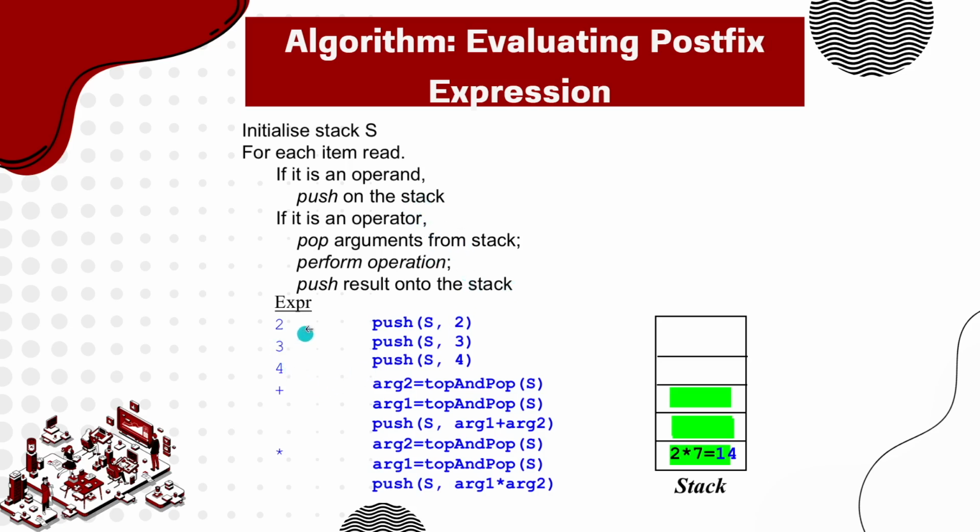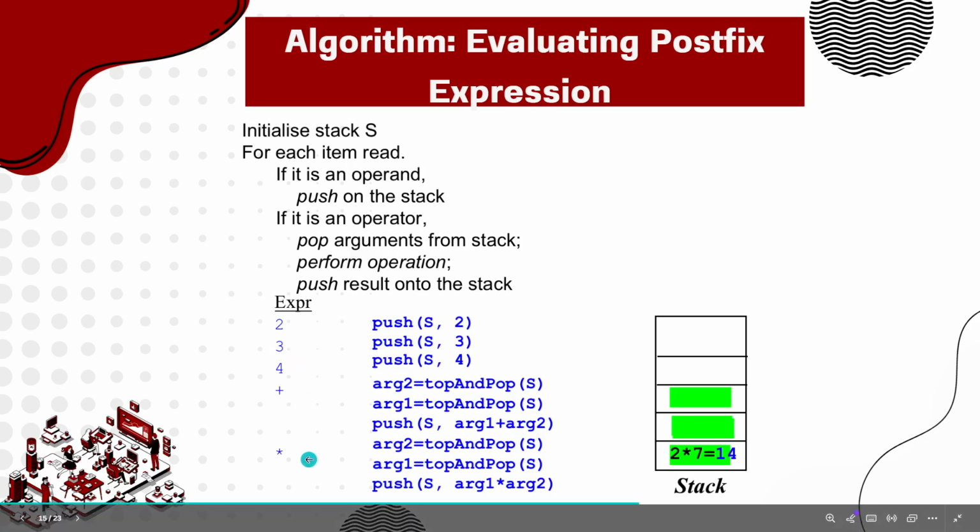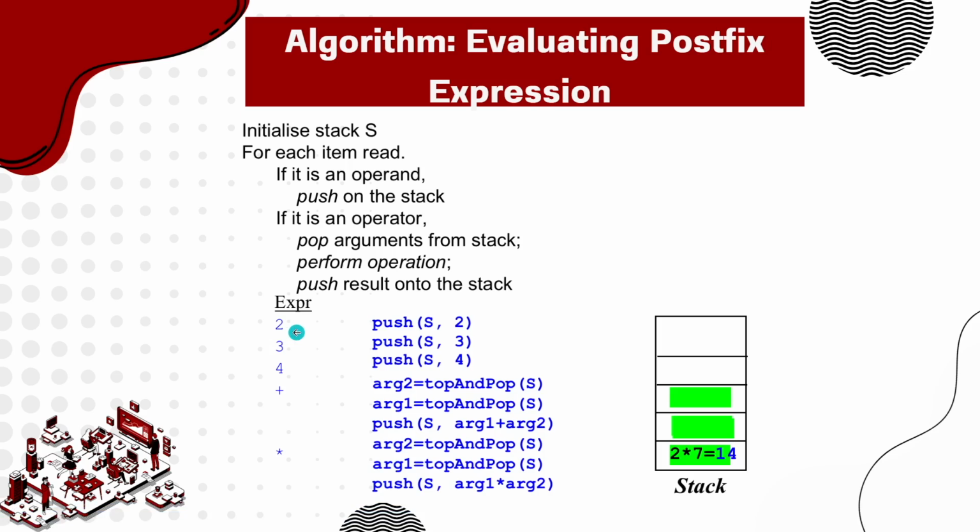So, let us consider the given expression. We have been given the postfix expression 2, 3, 4, plus and star. Let us see how to evaluate this postfix expression using a stack. The first symbol from the input is 2. We are scanning the input from left to right. It is an operand, so we push it onto the stack. The next symbol is 3, an operand, so we push it. The next symbol is 4, also an operand, so we push it onto the stack.